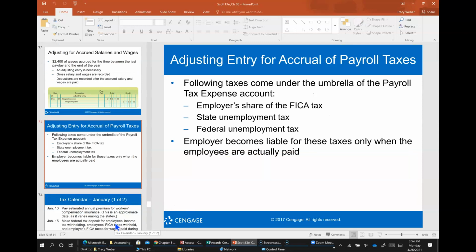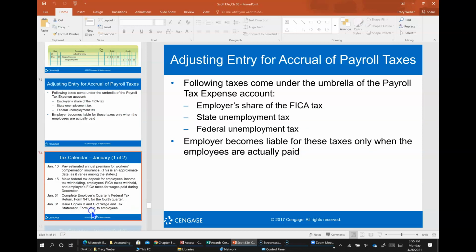Adjusting entry for accrual of payroll taxes. As you've seen, the following taxes come under the umbrella of the payroll tax expense account: the employer's share of the FICA taxes, the state unemployment tax, and the federal unemployment tax. The employer becomes liable for these taxes only when the employees are actually paid, rather than at the time the liability to the employee is incurred. So there is no adjusting entry for payroll tax expense until the wages are actually paid.